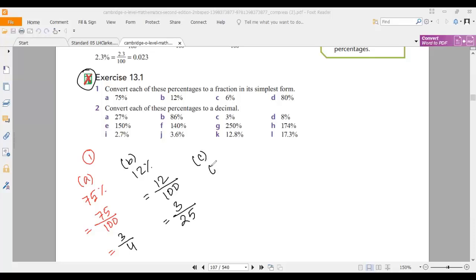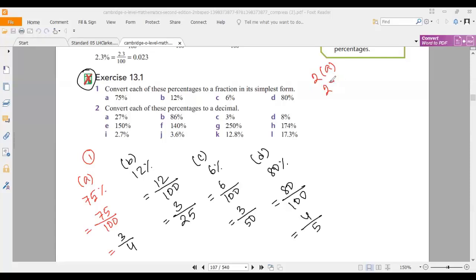Question number C says 6%. 6% means actually 6 by 100. If we divide both numerator and denominator by 2, then it will be 3 by 50. Question number D says 80%. 80% means actually 80 by 100. After dividing both numerator and denominator by 20, we'll get 4 by 5. Very simple one. Now, question number 2.